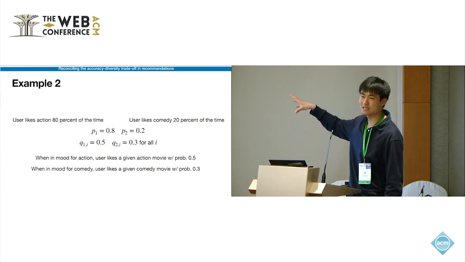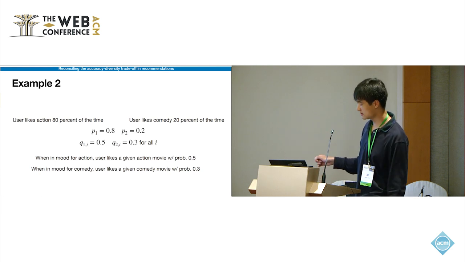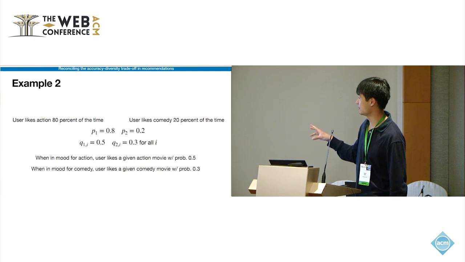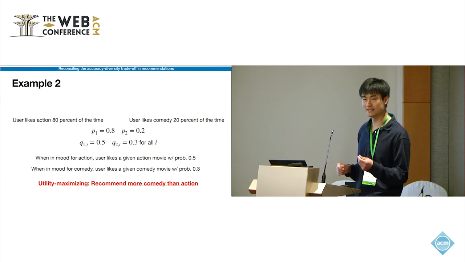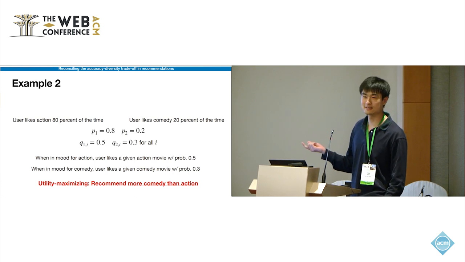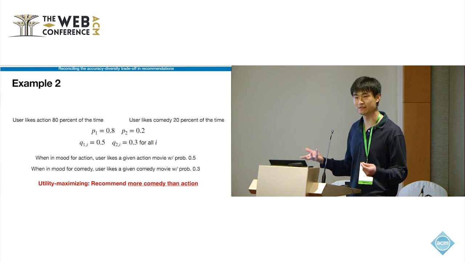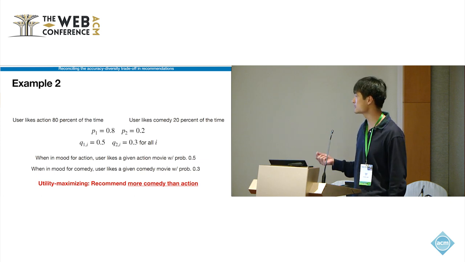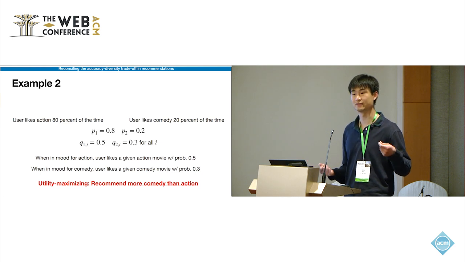So when we try to maximize accuracy, it's even more clear that we want to recommend action movies. The probability a user likes a given action movie is much higher than the probability a user likes a given comedy movie here. But the utility maximizing set of recommendations actually includes more comedy movies. This shows how utility, even if it's a subtle difference from accuracy, sometimes results in quite startlingly different conclusions. The intuition is that I can satisfy the user when they're in the mood for action with just a few action movies, since they're high quality. Whereas when they're in the mood for comedy, I actually need to recommend more comedy movies to guarantee that they're going to like at least one of them.